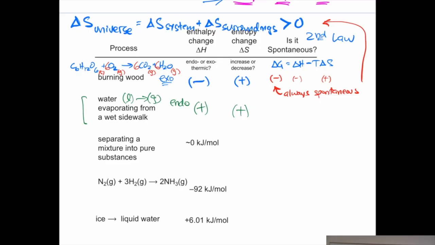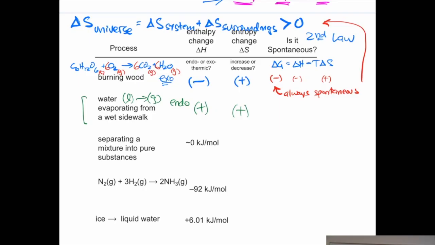Good. Now, is it spontaneous? Okay, Sabrina's shaking her head. Why is it not spontaneous? Because it doesn't have the minus sign. Well, let's plug it in and see, right? Delta G has to be negative for this to be spontaneous, right? So let's plug this in.